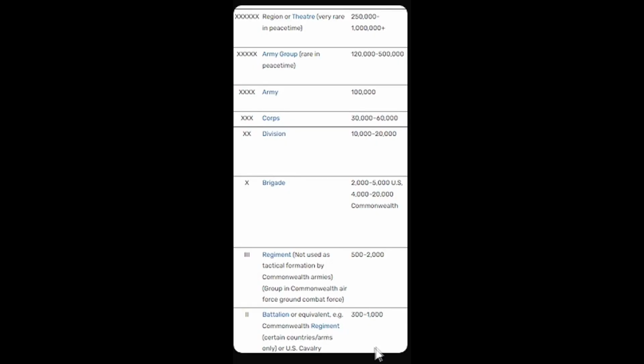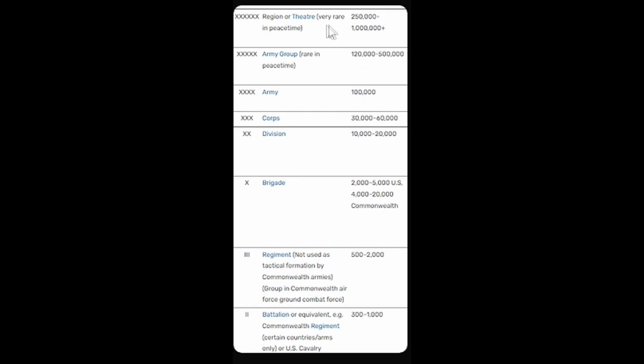So we do see the types of divisions that we have. We have a battalion, which is 300 to 1,000. We have a regiment, which is 500 to 2,000. We have a brigade, which is 2,000 to 4,000, or 4,000 to 20,000 for the Commonwealth. So this is between the United States and Commonwealth definitions of these types of groups. We have a division, which is 10,000 to 20,000. We have a corps, which is 30,000 to 60,000. We have an army, which is 100,000. We have an army group, which is 120,000 to 500,000.